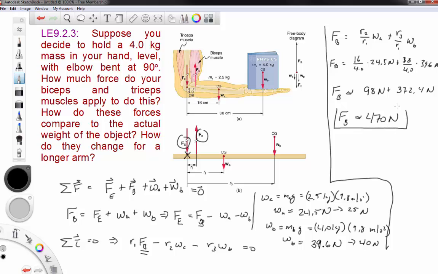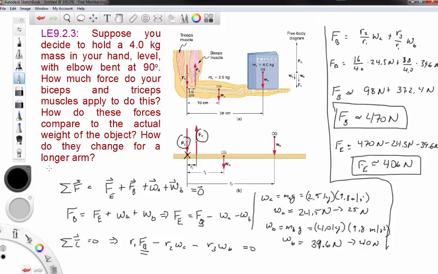470 newtons. All right, so then we can go back and find how much the elbow is, or the triceps are applying. And so that would be 470 newtons minus the 24.5 newtons minus another 39.6 newtons. And so the force applied by the elbow is going to be 406 newtons. So we've got both forces.